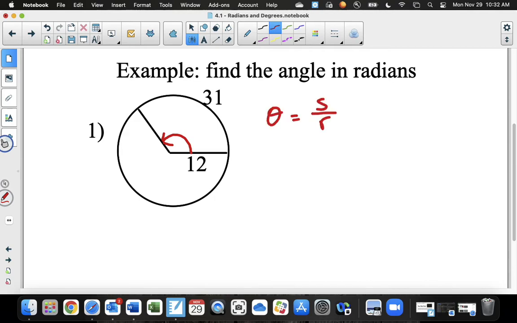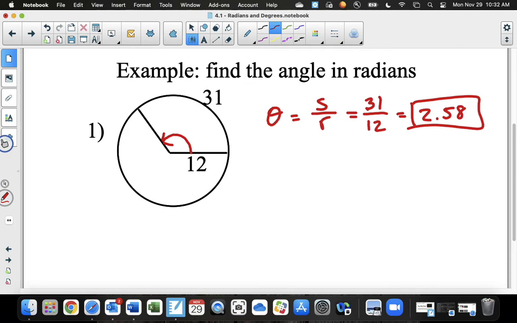All I have to do is take the arc length, which in this case is 31, and divide it by the length of the radius, which in this case is 12. And what do we get if you do that? It's 2 point something. 2.58 is approximately what you end up with.